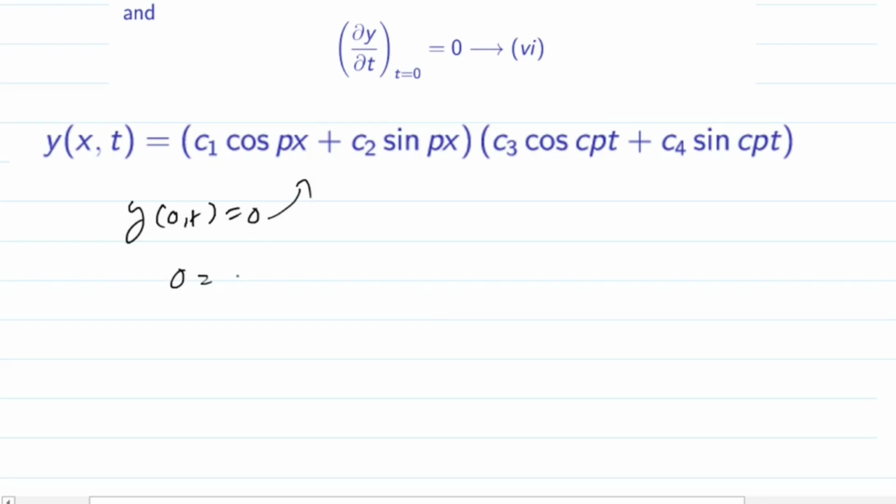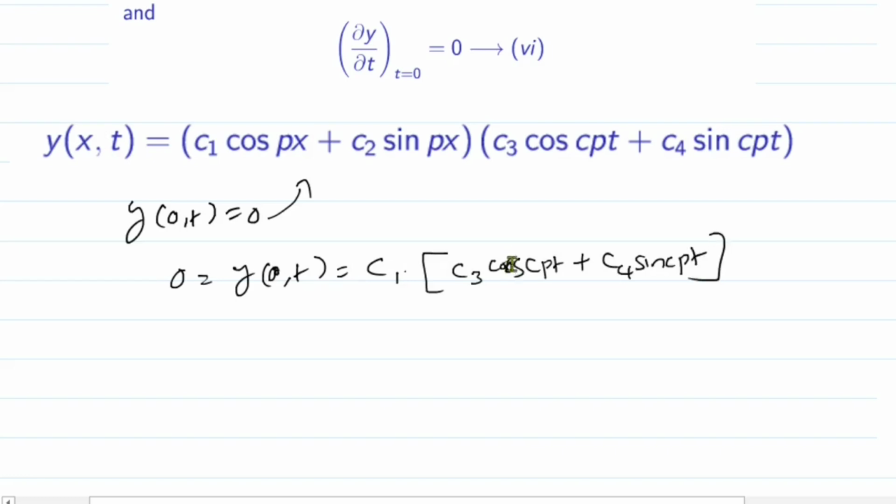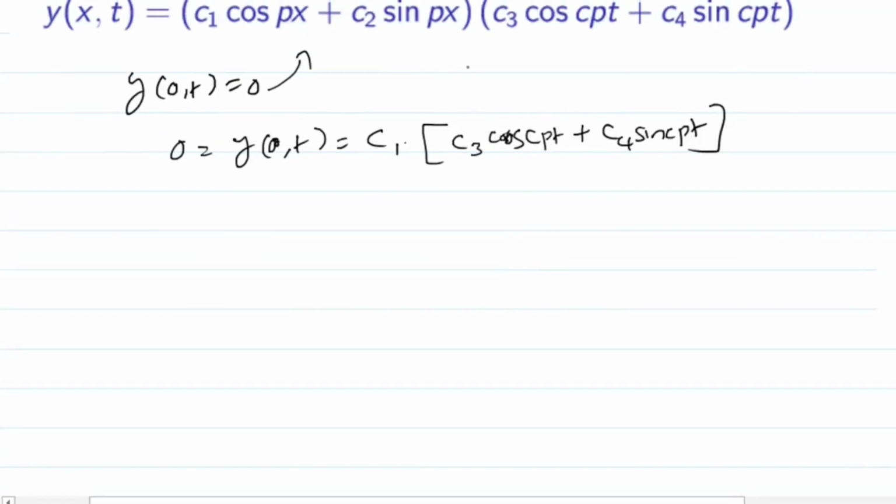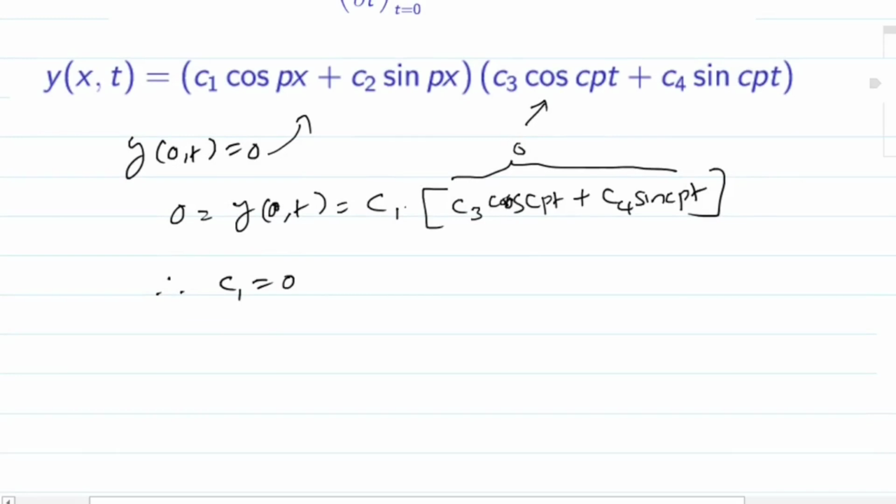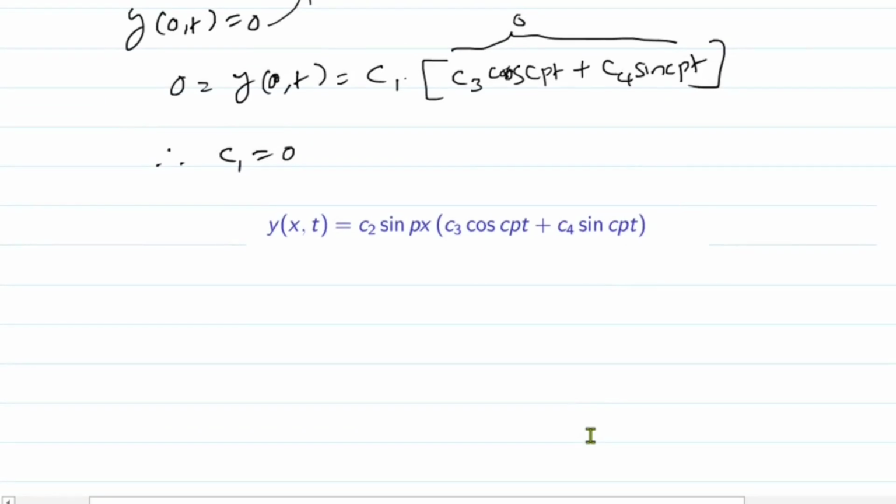When you put this into the equation, we get 0 equal to y of 0,t, which is c1 into cos 0 plus c2 into sin 0, which is 0. So c1 into c3 cos cpt plus c4 sin cpt. So the only possibility is c1 equal to 0. Otherwise, this quantity, which is always in the y of x,t equation, becomes 0. So substituting c1 equal to 0 in the previous equation, we get y of x,t equal to c2 sin px into c3 cos cpt plus c4 sin cpt.